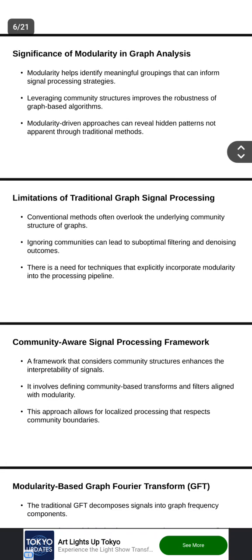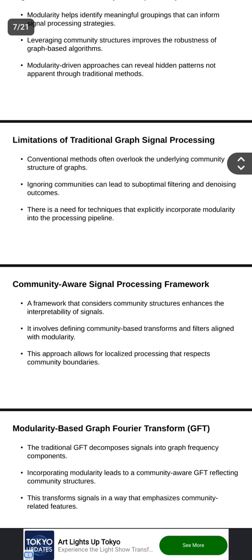Limitations of traditional graph signal processing. Conventional methods often overlook the underlying community structure of graphs. Ignoring communities can lead to suboptimal filtering and denoising outcomes. There is a need for techniques that explicitly incorporate modularity into the processing pipeline.